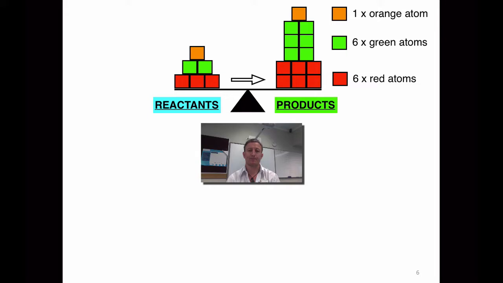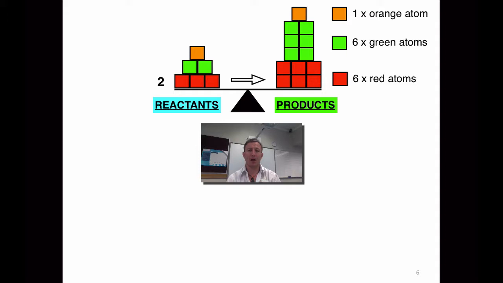So we now need to balance it. Okay. So the question then is, what have I got to do to the left-hand side to make the right-hand side equal? What have I got to do to 3 red bricks to turn it into 6 red bricks? Well, I need 2 lots of it.